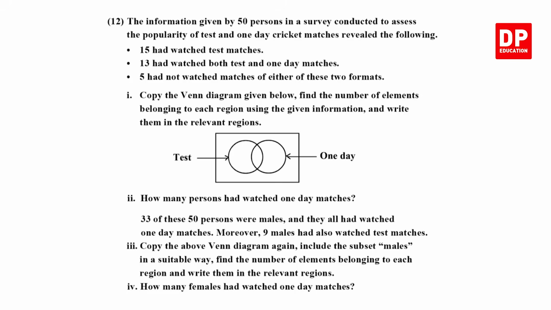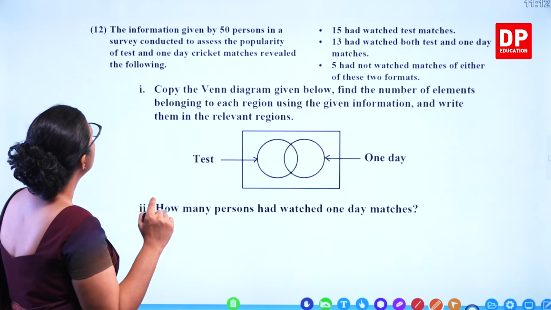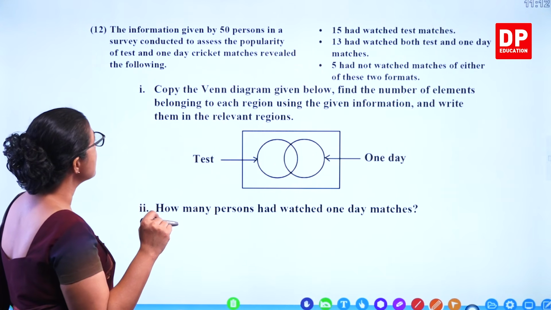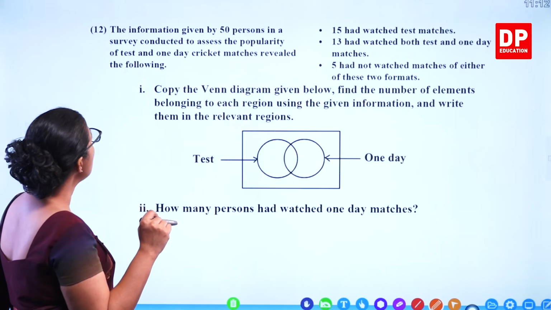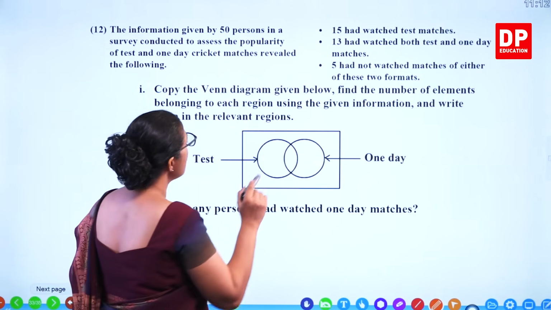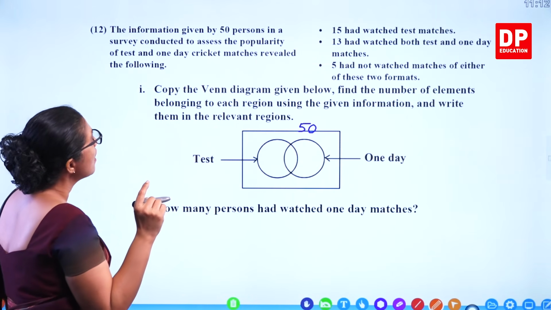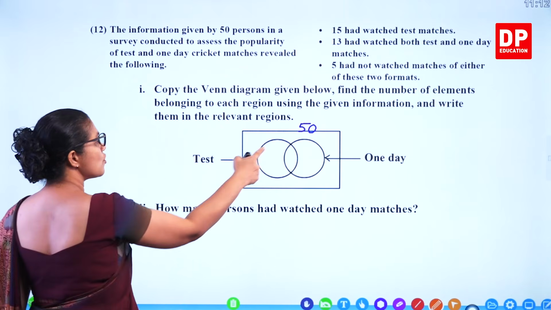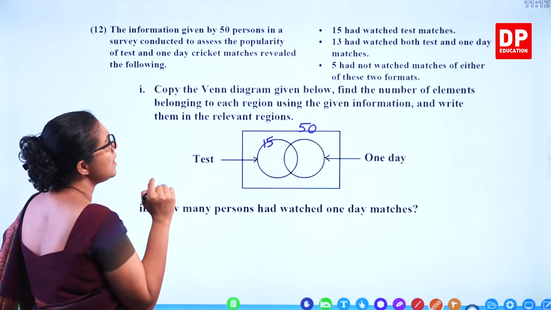So last question about Venn diagrams. So you get 4 parts there. So we'll do step by step. The information given by 50 persons in a survey conducted to assess the popularity of test and one-day cricket matches revealed the following. So altogether 50. So at once you can write 50 here. 15 had watched test matches. So this is test matches. So altogether 15.